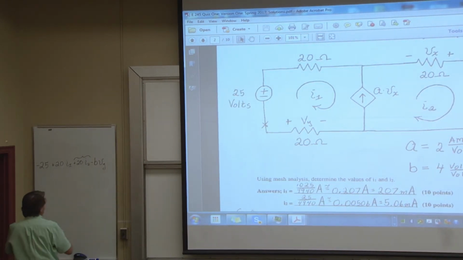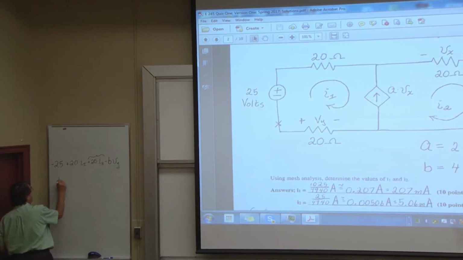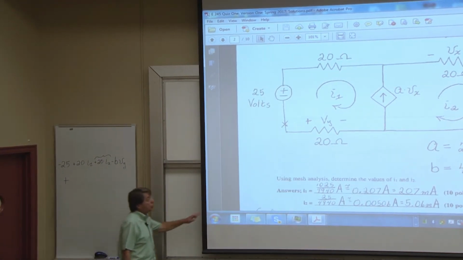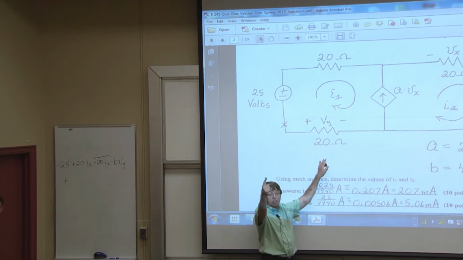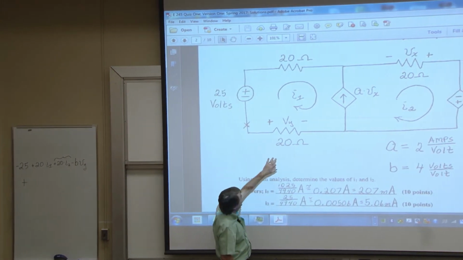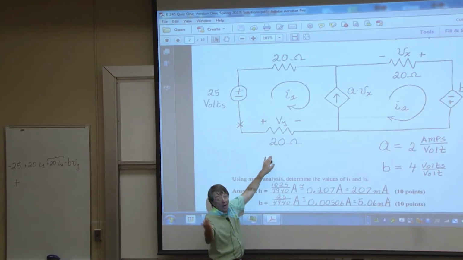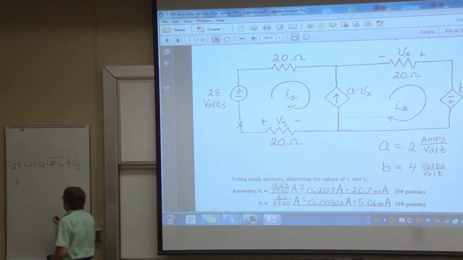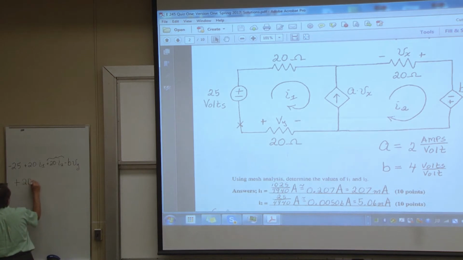And now I come down on the bottom. Something similar again. I think there are two possible ways of writing this. Someone give me one. Plus 20 times I1. Excellent. How else could I have written it? Minus Vy. Doesn't matter which way. It's all going to turn out in the end. And then all of this equals 0.